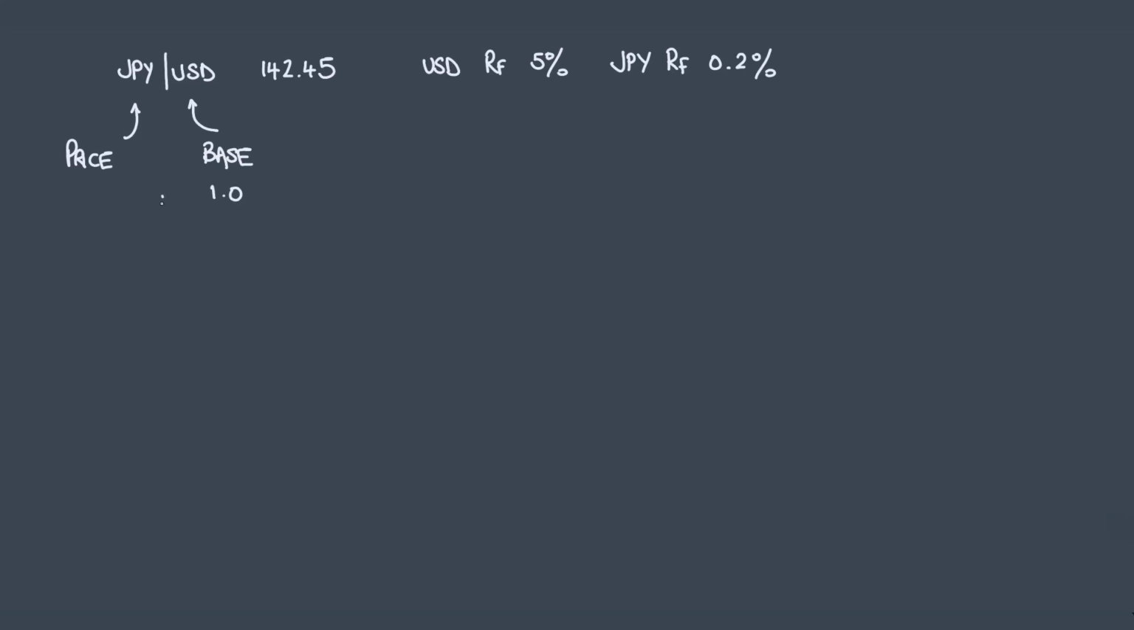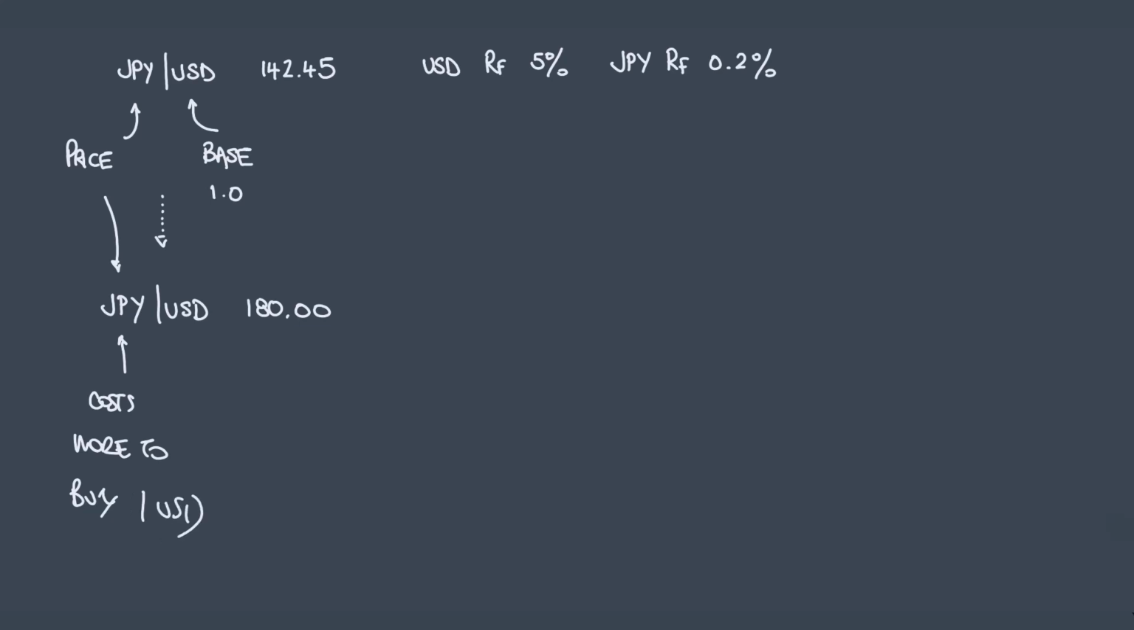So just as a little aside, imagine this rate went to, let's say, 180. That means previously it would cost 142.45 to buy one of these USD things. Now it would cost 180 yen to buy one of these USD things. So it costs more to buy, if that was the case, 1 USD. It costs more in the price currency.